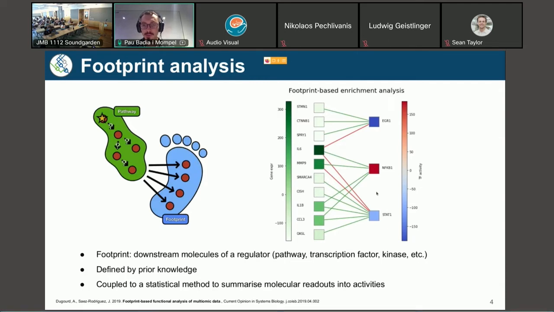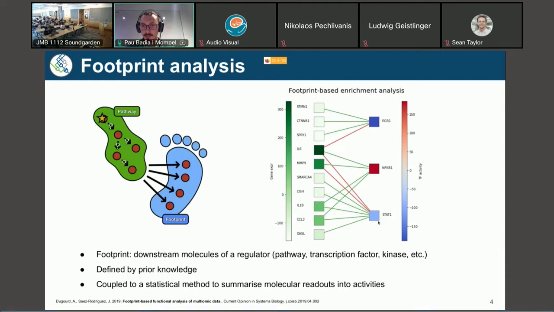So here we have a very simple example. It's a small gene regulatory network where we have some transcription factors that target downstream genes with specific connections, edges. And as we can see, we have different values for gene expression. And we observe that NF-kappa B seems to have more activity than the other transcription factors because its downstream genes seem to have higher levels of expression, while the others seem to show lower levels of expression. Therefore, they will have lower activity.